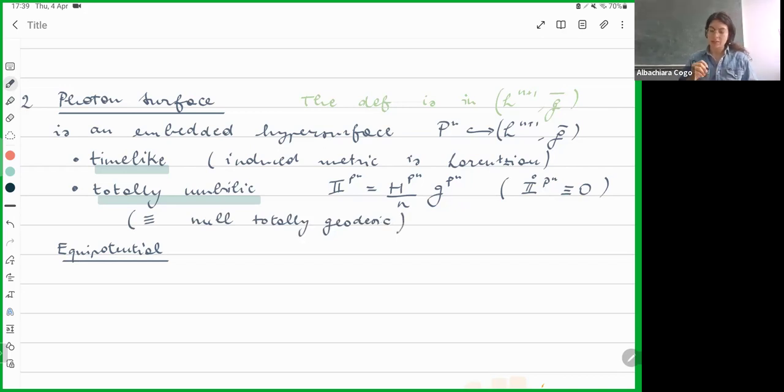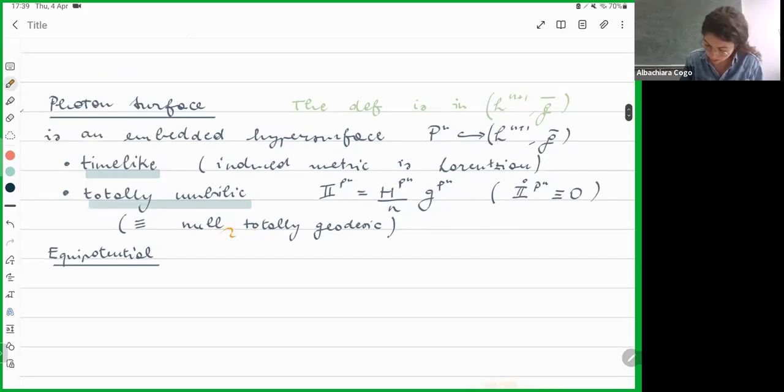Okay, so what does it mean? That the null geodesics of the photon surface are also null geodesics of the ambient spacetime, which means that if a photon at some point is tangent to our surface, then it gets trapped. And so somehow these objects are interesting because the light is trapped on them. Physically speaking, this means that the photons are trapped.